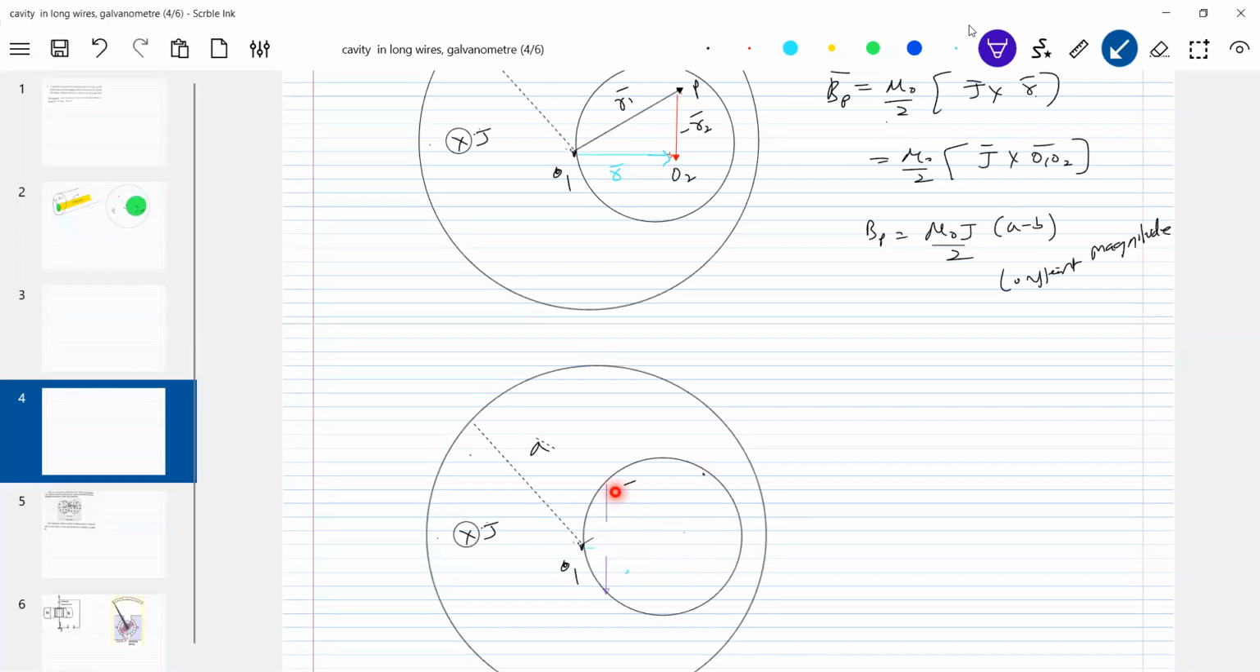Only in the electrostatic field they have asked. They didn't ask till now in magnetism. So there is a possibility of asking such things in advance. The field should be uniform. Now any application can be brought here. Uniform magnetic field is set up inside the cavity, and any application can come for you. And how much magnitude? Equal to B P, mu naught J by 2 A minus B.